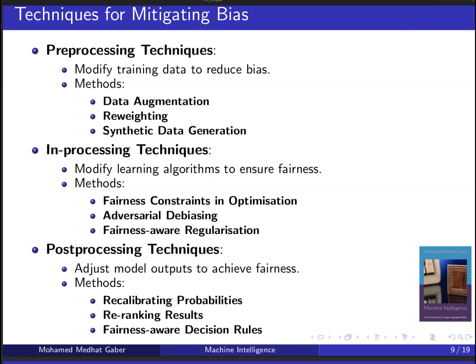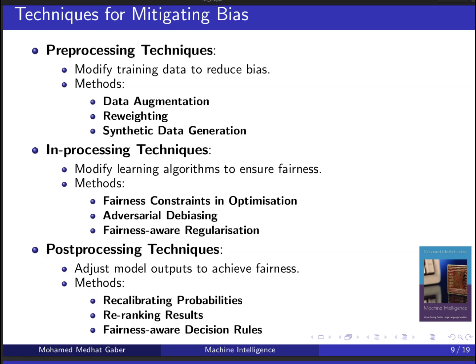Pre-processing techniques involve modifying the training data before it's fed into the AI model. The goal is to reduce or eliminate biases present in the data, thereby preventing the model from learning and perpetuating them. Methods include data augmentation, where underrepresented groups are amplified in the dataset to balance representation. Reweighting adjusts the importance of certain data points during training, giving more emphasis to instances from protected groups. Synthetic data generation creates new data points that mirror minority groups, enriching the dataset's diversity.